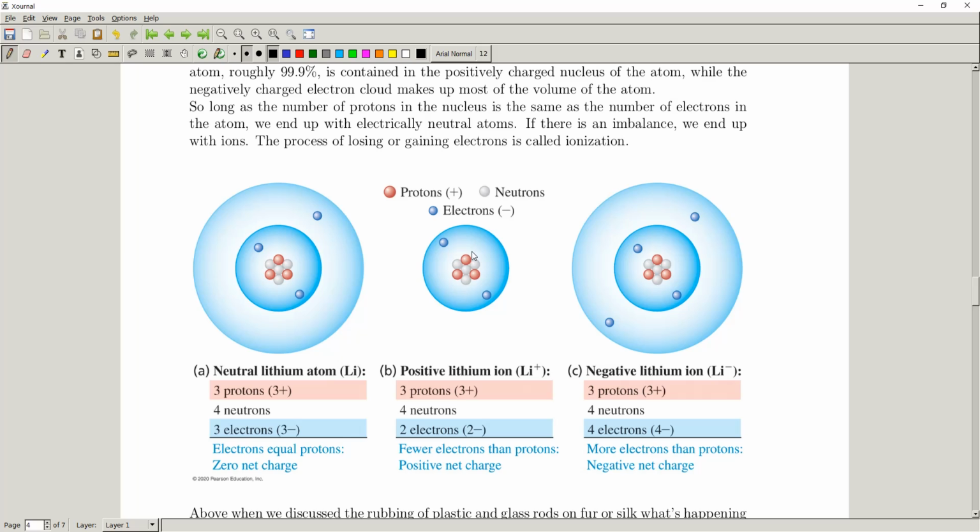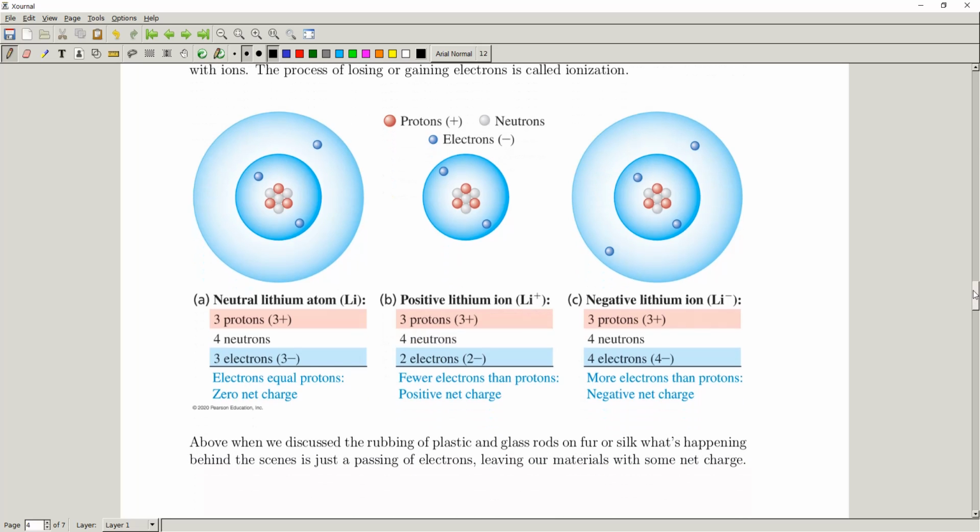And in the case of part C here, we've gained an additional electron. This is a negative lithium ion. We have 4 electrons and 3 protons, and so we end up with this net negative charge, right? And this is really what's happening when we're rubbing the rods on these different materials.